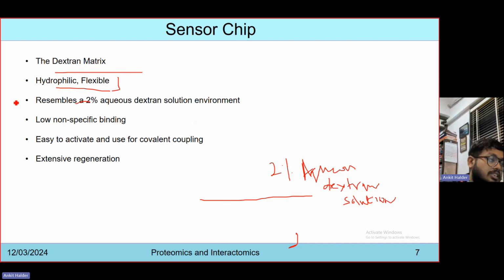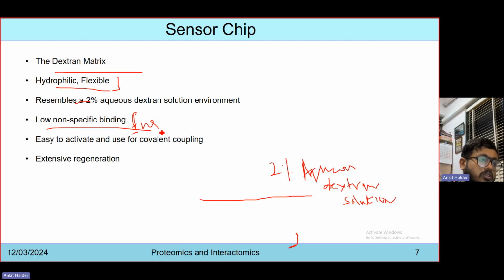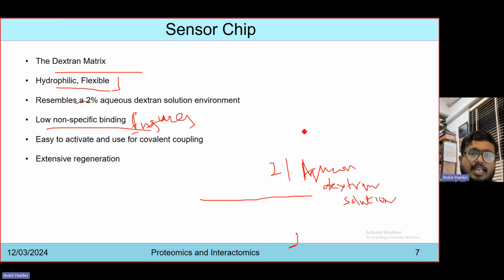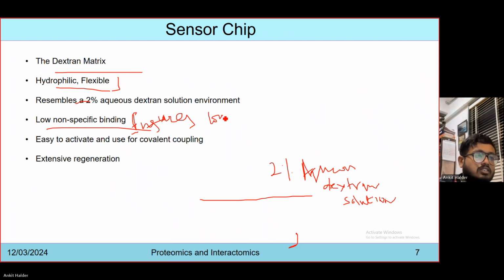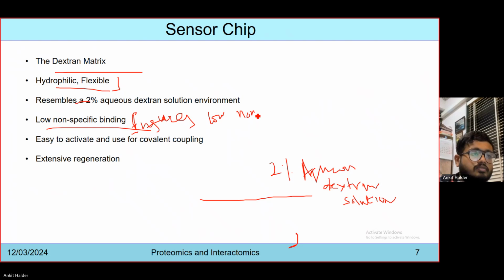It also ensures low non-specific binding. One thing we need to be careful of if we try to find out and report any kind of binding is that we should ensure it is low non-specific binding.